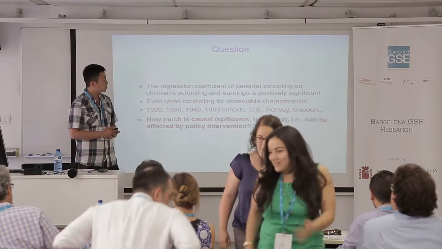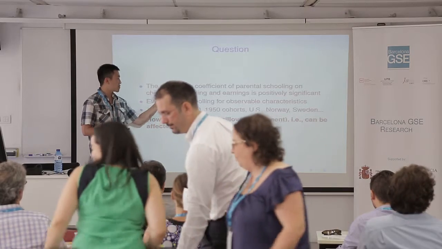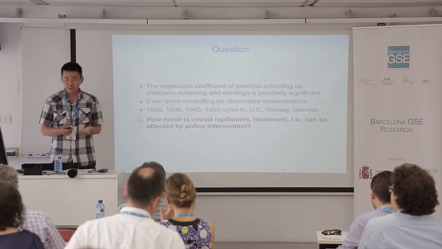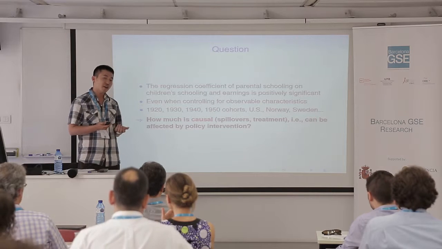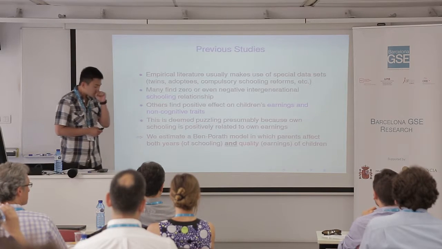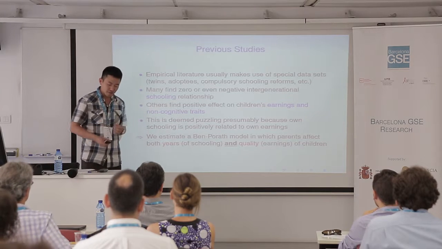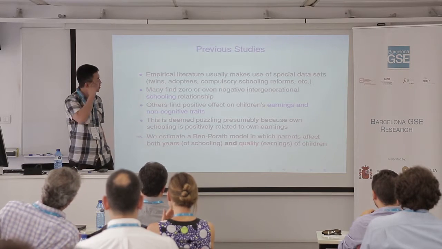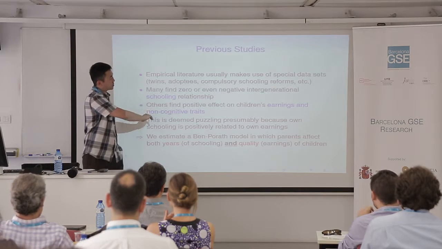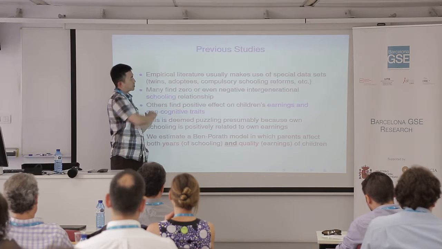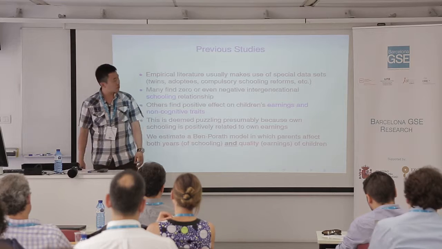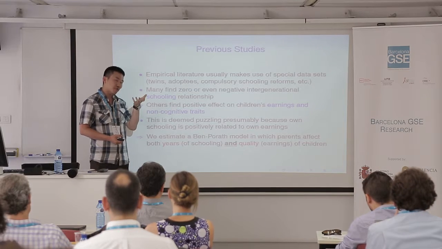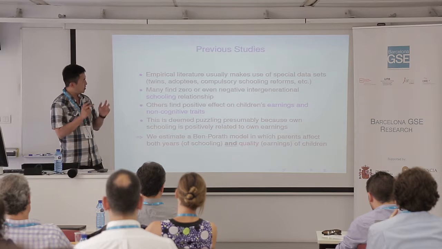And separately from selection. This coefficient is positively significant no matter which time period you look at, for many different countries and many different data sets. It's a pretty robust thing that highly educated parents tend to have highly educated children and also children with higher earnings. In order to answer this selection versus causal effect, the empirical literature usually makes use of special data sets. Some people already mentioned in the earlier talks, twins, adoptees and biological children, and a large literature looks at compulsory schooling reforms. This literature is what our paper is most closely connected to, in the sense of what happens if you forcefully increase parent schooling by a year or X years.